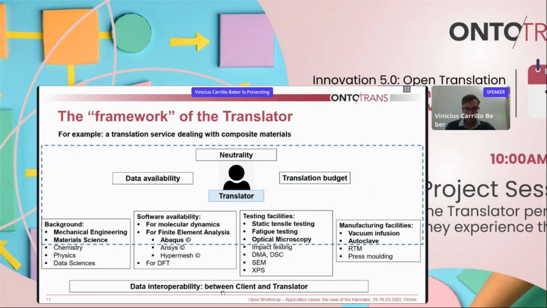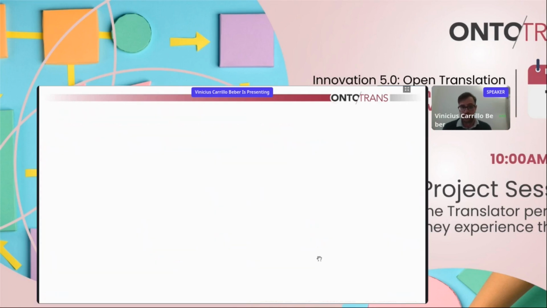And again, a very important thing is the data interoperability between client and translator. Sometimes the client will work with a certain software, the translator will work with a different type of software, and sometimes these softwares will not be interoperable. So this is also a limiting factor for the translator.